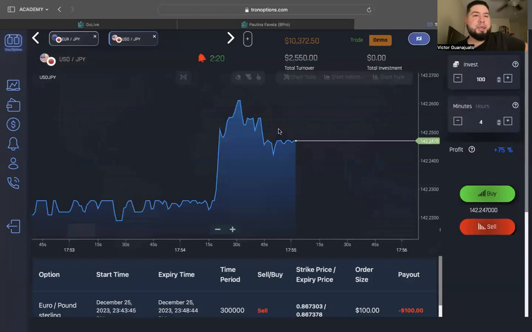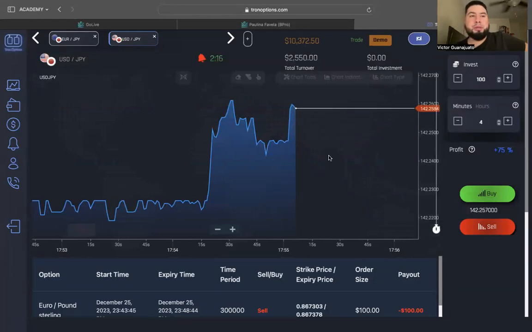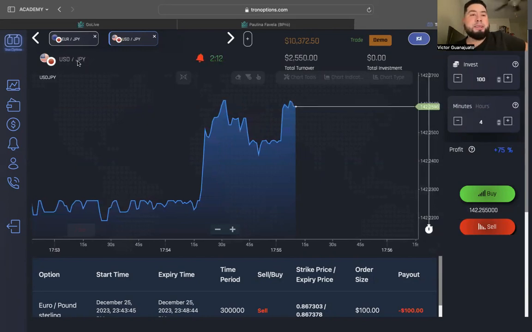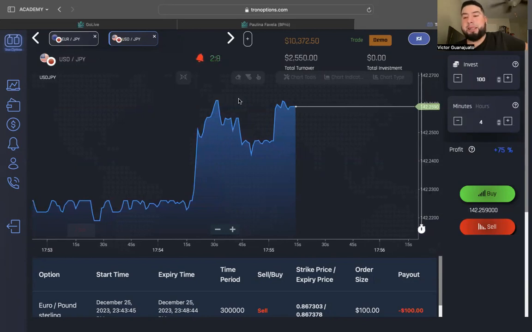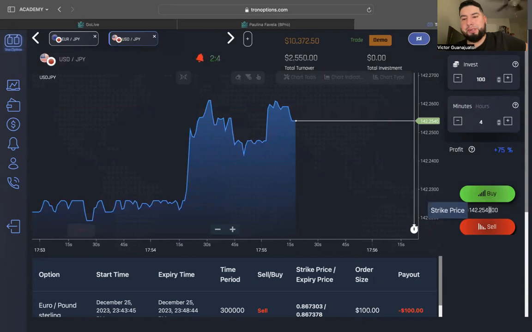So like I was saying, in the USD JPY, remember, if it's a pair of currencies that has the Japanese yen in the pair, that means that the last 3 digits, we're not gonna count them, okay?